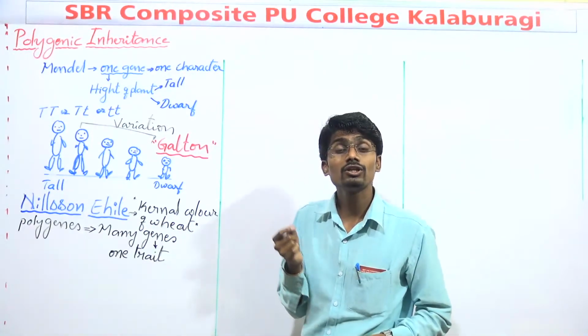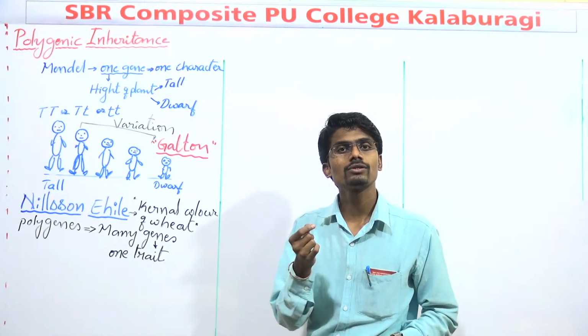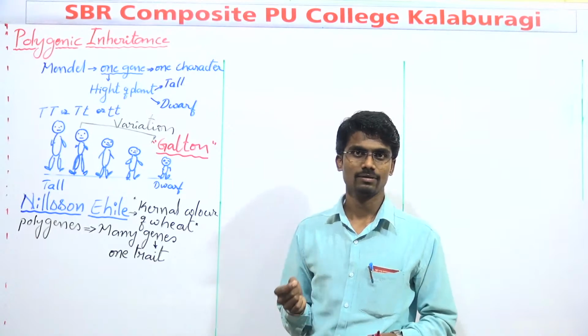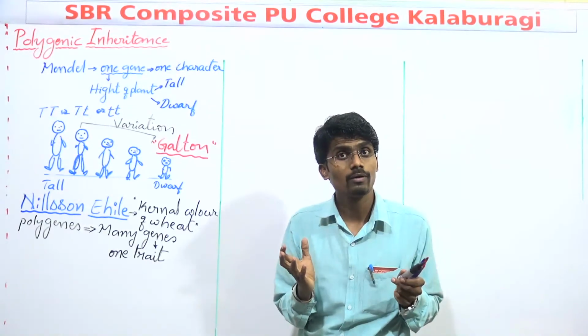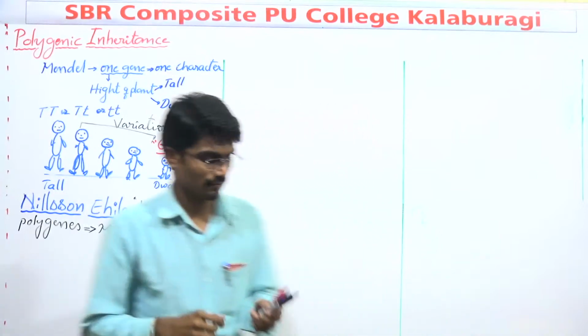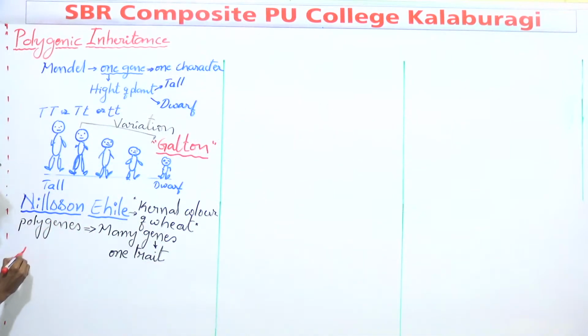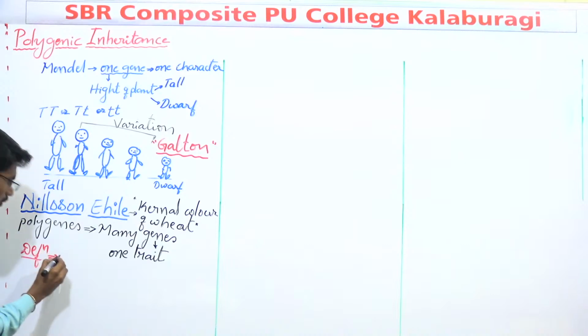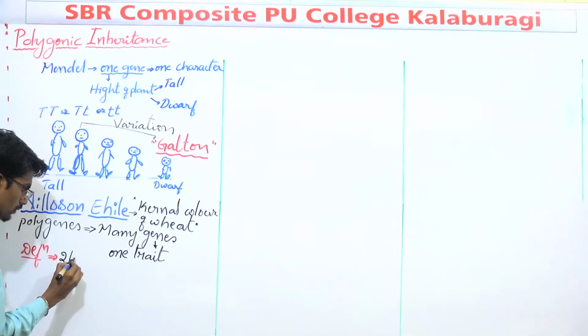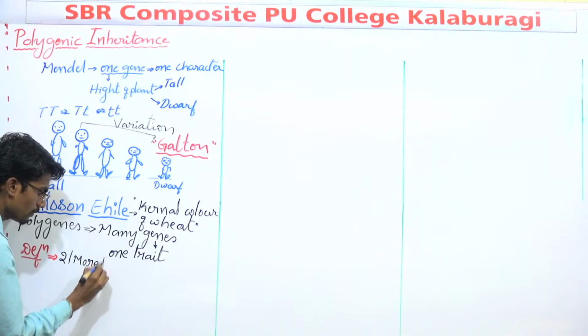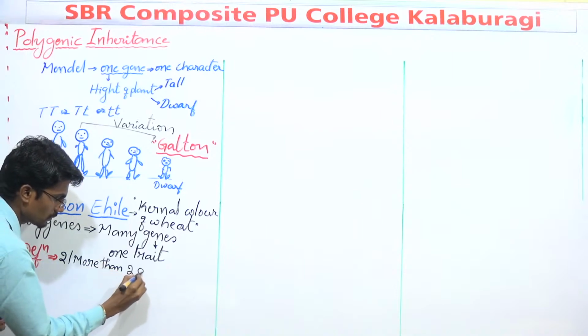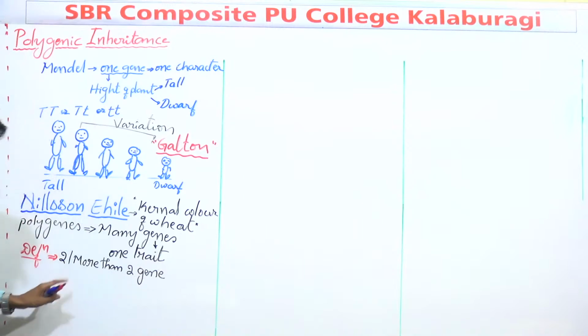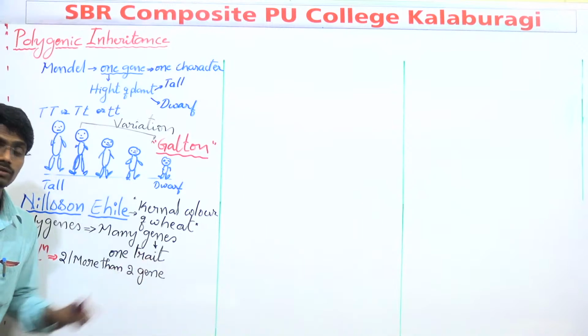If you want to write the definition of polygenic inheritance, you must use a systematic manner. Isn't it? Now, what is the definition of polygenic inheritance? Let's see. In the definition of polygenic inheritance, you must remember these important terms. One is two or more than two genes. How many? Two or more than two genes.